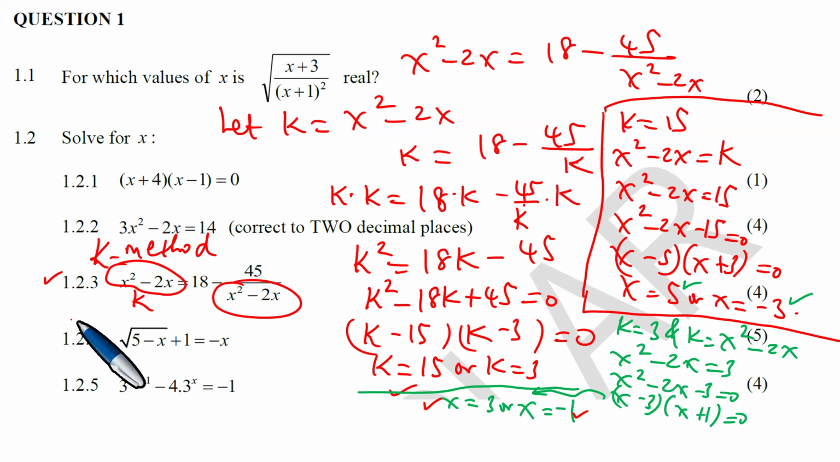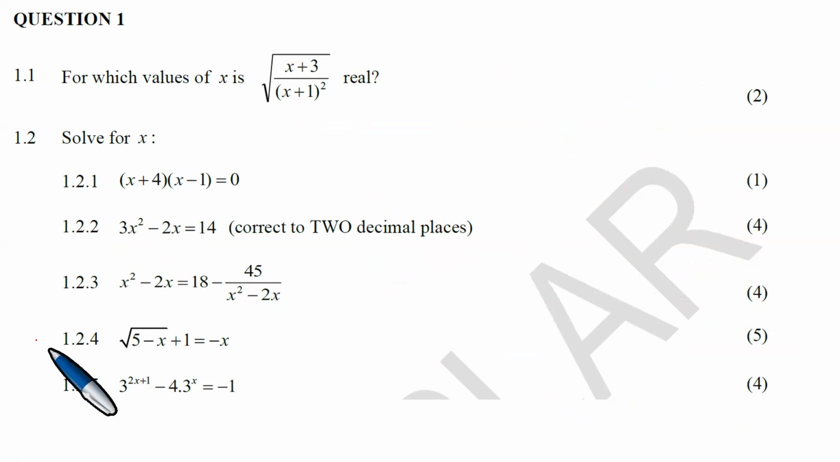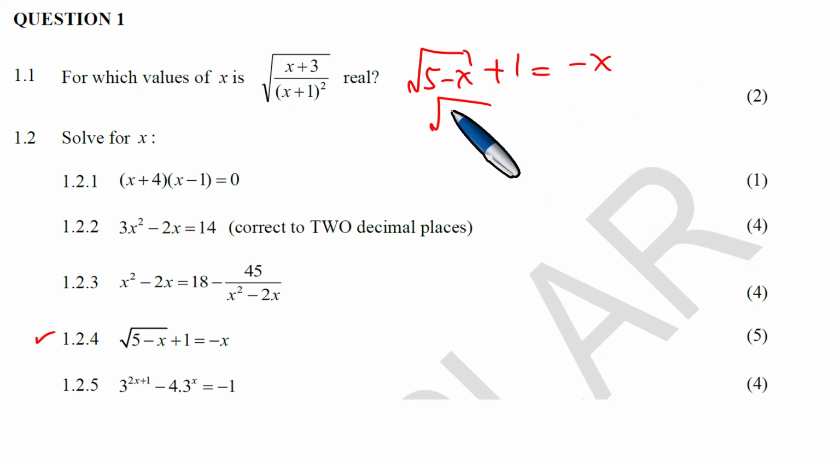The next point, it's 1.2.4. Right, so to solve this particular one here, it involves a radical. And to solve equations involving radicals, what we do is we square both sides of the equation. Okay, I'm revising paper 1 because that is what is coming for most people.